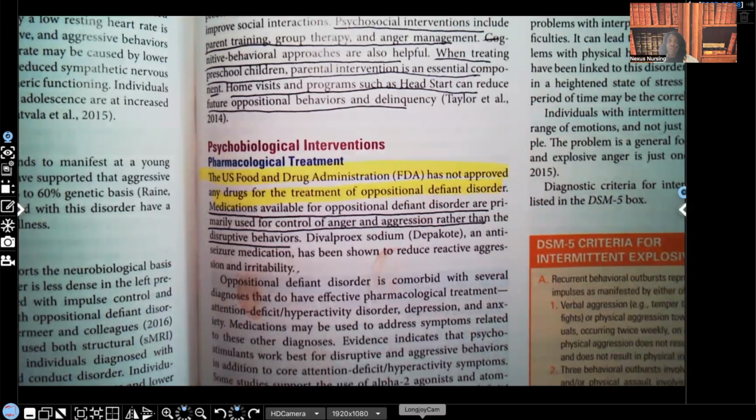Please make sure you go back and watch conduct disorder if you haven't done so already, because you will be expected to know the differences.